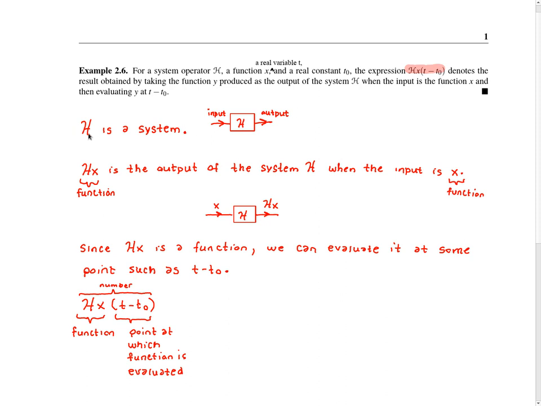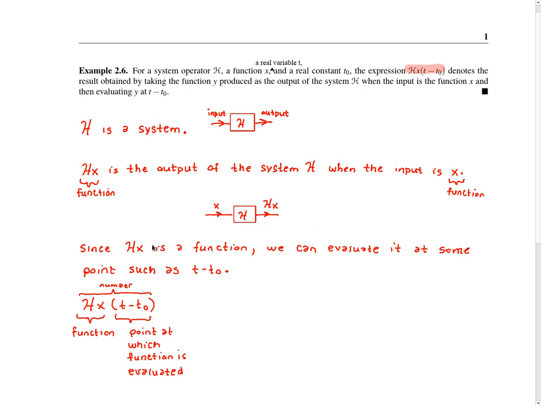So h is just denoting a system operator. So in terms of a picture, we have something like this. We have some system which is represented by the operator h, which has some input and some output. Then if we focus on the hx part of the expression, hx is by definition the output of the system when the input is the function x. So in terms of a picture, we have our system, which is represented by the operator h. The input that we're putting into the system is the function x, and by definition the output of the system is just hx. So hx denotes the output of the system when the input is x.